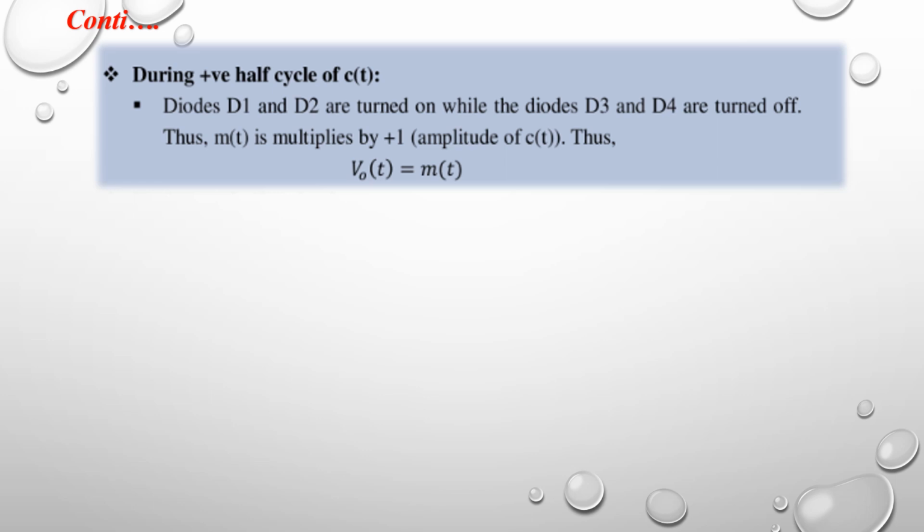During the positive cycle of the periodic square wave C of t, the diodes D1 and D2 are turned on, while the diodes D3 and D4 are turned off. Thus M of t is multiplied by the positive amplitude of the carrier signal C of t. Thus V output of t is equal to M of t. In a ring modulator, the applied signal is a square wave.